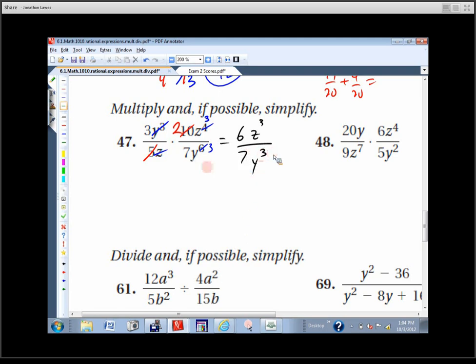Now take a good look here. Can I reduce anything? No. That's the beauty of cross-cancellation. Once you get the answer, if you've cross-canceled appropriately, the simplified answer is sitting right there. Okay, any questions?